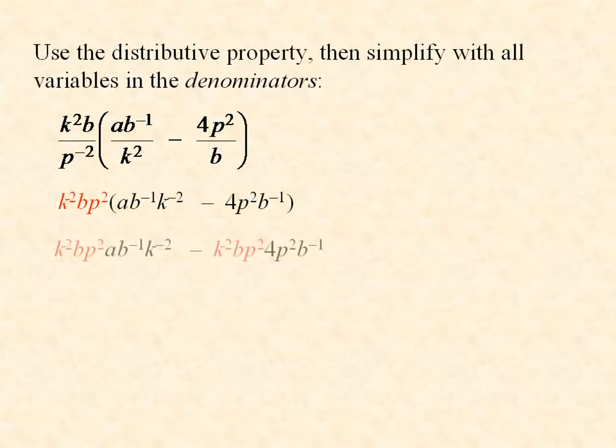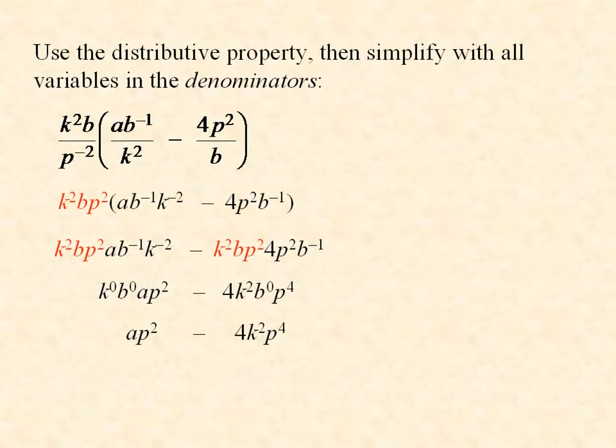Now we distribute, and then we group together the variables that are the same and add their exponents. We get k to the 0, b to the 0, ap squared, minus 4k squared b to the 0, p to the 4th. Now those 0 powers are 1s, so we can drop them out of this expression, and we have ap squared minus 4k squared p to the 4th.